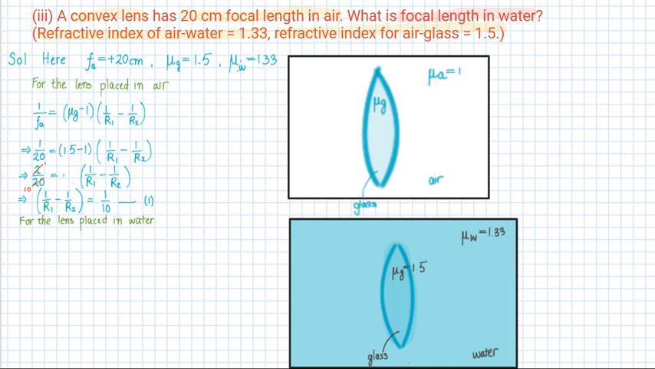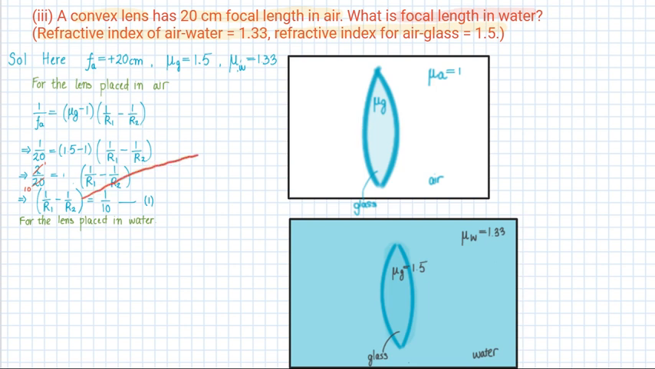Now look here. This glass surface has a radius of curvature. And the difference of the inverse of the radius of curvature, 1 by r1 minus 1 by r2, is given as how much? 1 by 10. Now listen very carefully.